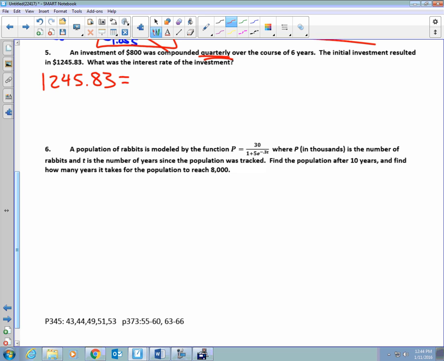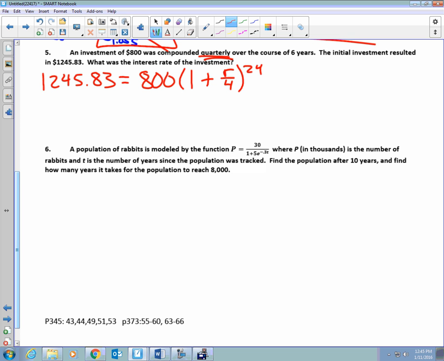We got the first one because it's not continuous, so we got quarterly. Equals what's principal? 800. And it's times 1 plus r divided by 4 raised to the 24th power. Why is that?